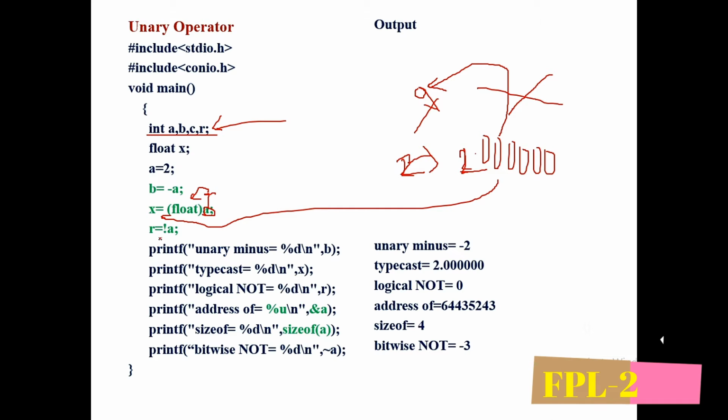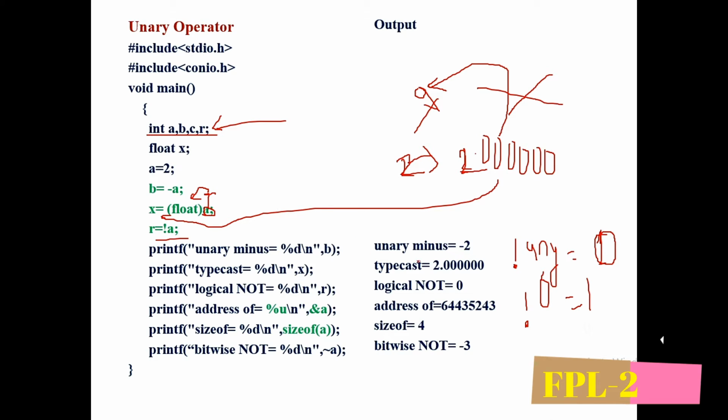This is the X value, and R is logical NOT of A. The logical NOT of any value other than 0 is 0, and the logical NOT of 0 is 1. Any value, whether positive or negative, other than 0 is considered true. So its logical NOT is 0, and the logical NOT of 0 is 1.